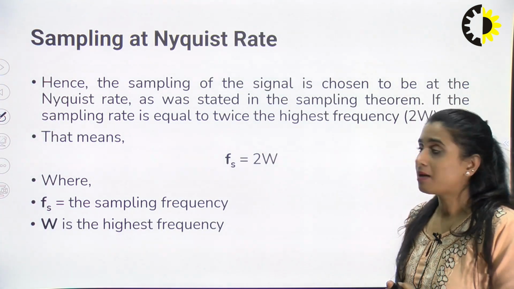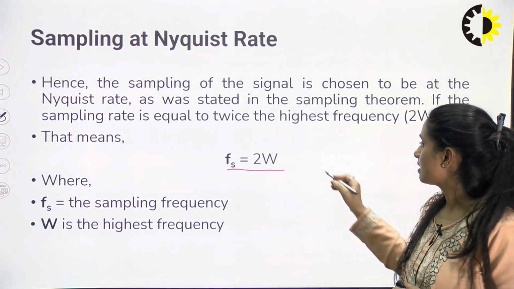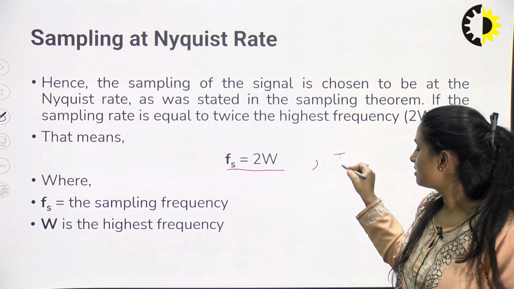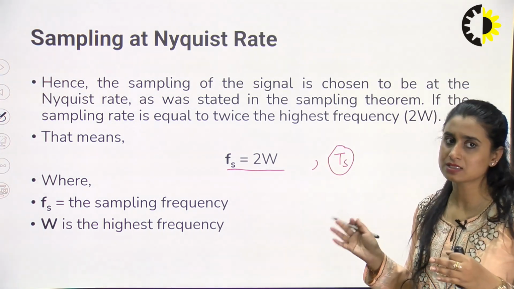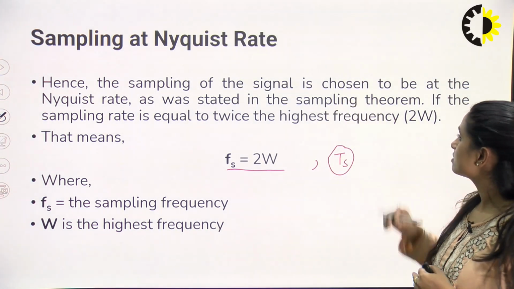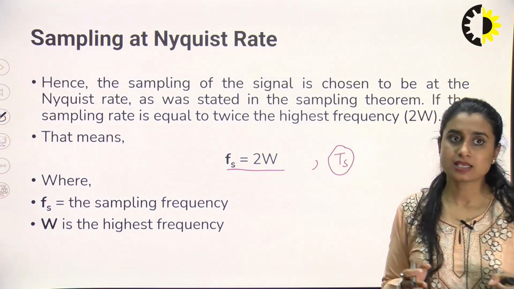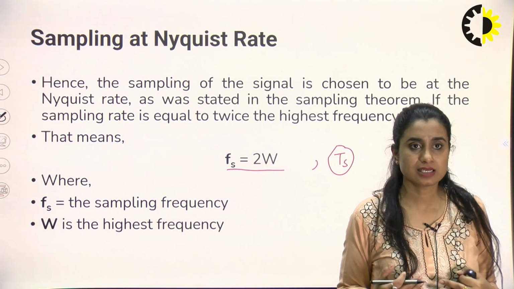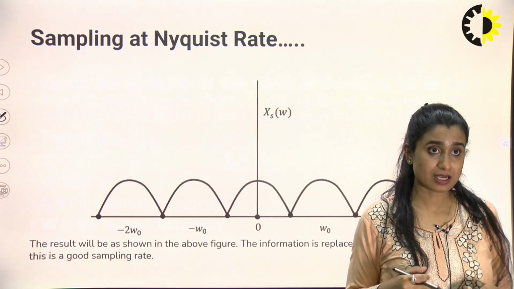So if we are sampling at the Nyquist rate, Fs equals 2W, what will happen? My sampling time interval between two samples is strictly 1 by 2W, right? Hence, the sampling rate is chosen to be at the Nyquist rate or at a rate higher than the Nyquist rate. As stated in the sampling theorem, if the sampling rate is equal to twice the highest frequency, that means Fs equals 2W, then what will happen?